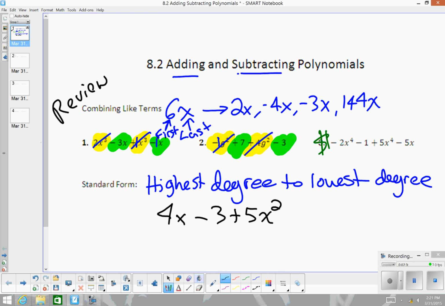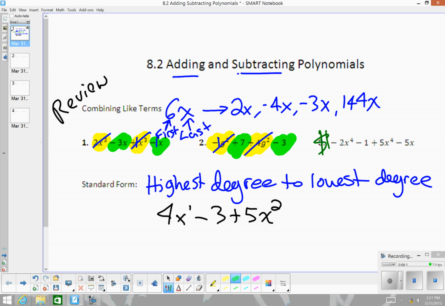Well, what does a degree mean? A degree means a power. So what degree is 4x? Well, x is raised to the first power, so that's the power of 1. There's no power here, there's no exponent. And this one we have 5x squared, so that's to the second degree. So when I ask you to rewrite this in standard form, I want you to have the highest degree down to the lowest degree. So what we need to do is reorder these terms so the highest degree goes first.